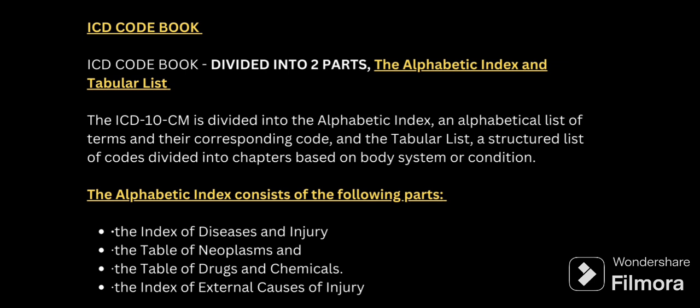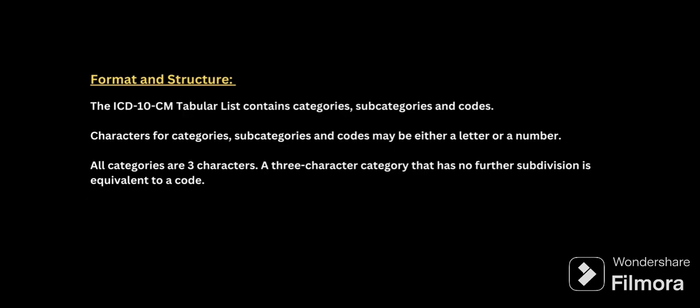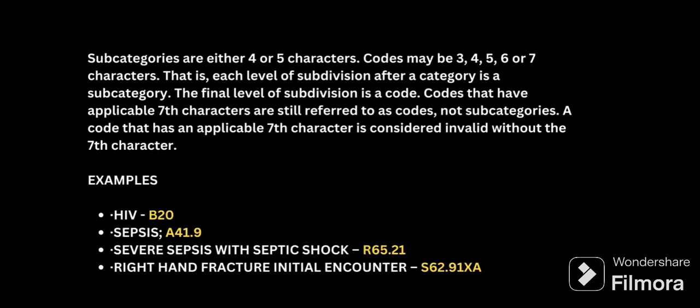The ICD codebook is divided into two parts. The first is the alphabetical index and the second is the tabular list. The alphabetical index is again divided into four parts: index of diseases, table of neoplasms, table of drugs, and external causes of injury. Format and structure of the code: a code can have a minimum of 3 characters and a maximum of 7 characters. The first 3 characters are called the category, and the 4th, 5th, 6th, and 7th characters are called the subcategory. Here I have given examples for 3 characters, 4 characters, 5 characters, 6 and 7 characters. Please go through the examples for a clear understanding.